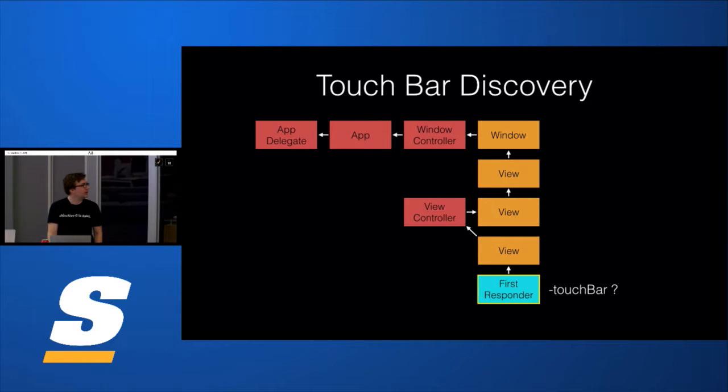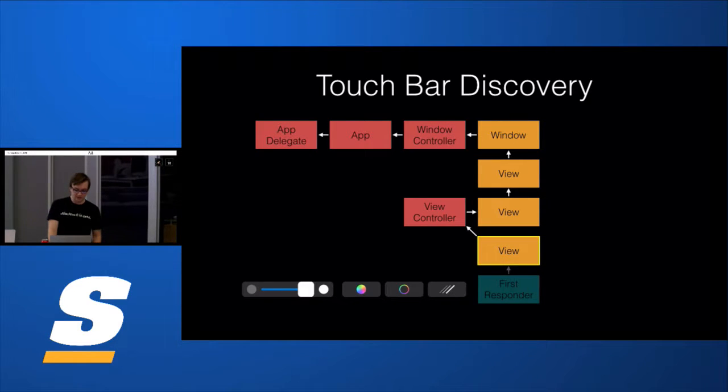So I'm just going to quickly walk through a simplified version of how touch bars are discovered. Starting with the key window's first responder, if there isn't a key window, it'll do the main window. Starting at the first responder, the system is going to ask for a touch bar. Your app might provide one like this. Then it's going to keep walking up the responder chain, pinned at that first responder object. And for each next responder, it's going to ask, do you have a touch bar?